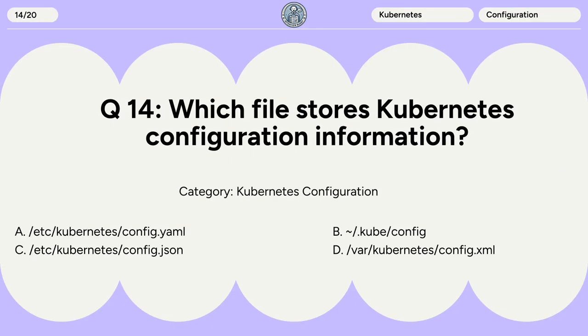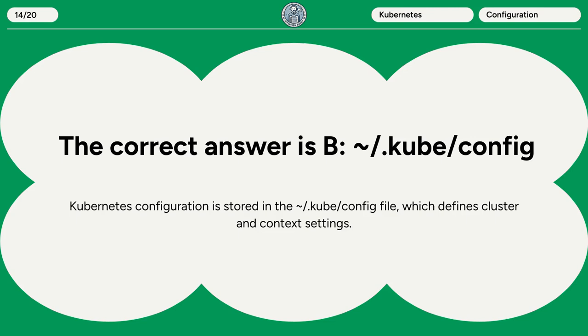Question 14. Which file stores Kubernetes configuration information? A. /etc/kubernetes/config.yaml. B. ~/.kube/config. C. /etc/kubernetes/config.json. D. /var/kubernetes/config.xml. The correct answer is B. ~/.kube/config. Kubernetes configuration is stored in the ~/.kube/config file, which defines cluster and context settings.